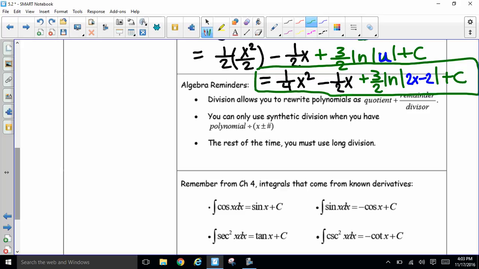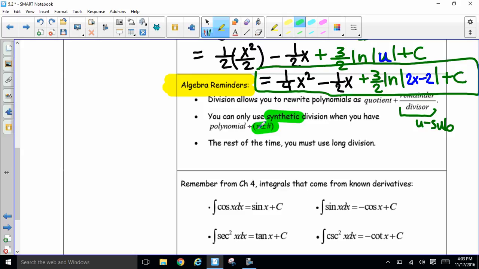Okay, algebra reminders. You need to make sure that you understand algebra really well in this chapter, and that if you're struggling, you come in and get some help. So division helps us rewrite, and we've got that quotient portion and then the remainder over what we divide by. Oftentimes that remainder over what we divide by is where we're going to take a look at u sub, because usually the other portion is okay to integrate. You can only use synthetic division if you have an x plus or minus a number.